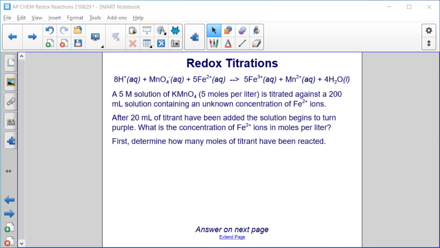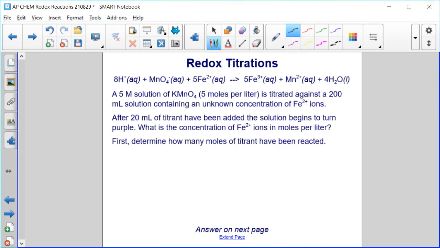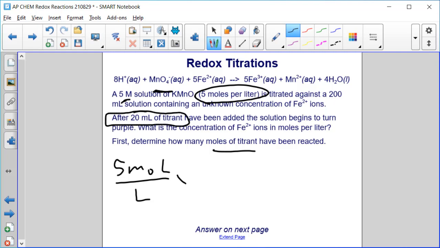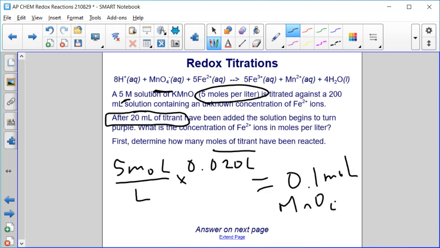So first, we need to determine how many moles of titrant have been reacted. All right, so we can see here that it says the answers on the next page, but let's work this out first. So we're determining moles of titrant, and in this case, what is of interest to us is the MnO4-, because that's the part that's not a spectator. So remember that 5 molar is moles per liter. So we have 5 moles per liter, okay? And how much of it did we add? We added 20 milliliters, so 0.020 liters. That'll tell us how many moles of titrant we reacted. So 5 times 0.02, pretty straightforward. 0.1 moles of MnO4-.